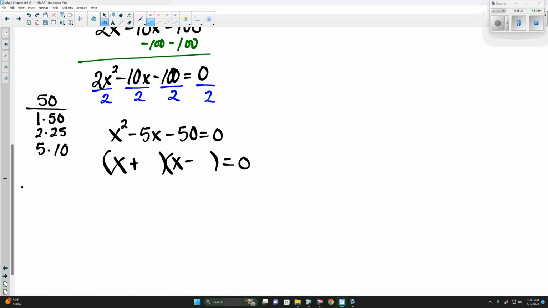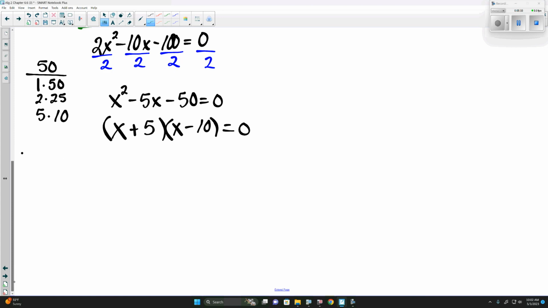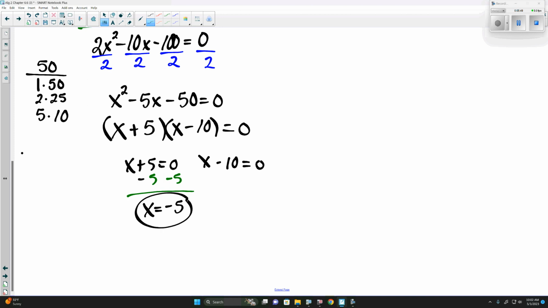So we have these here. Which one do we want to try first? Most likely 5 and 10. The 5 would be positive and the 10 would be negative. Now, since we have two things multiplied together to equal 0, one of them must be 0. So for this one here, we would subtract 5 from both sides, telling us x is equal to negative 5. For the other one, we would add 10 to both sides, telling us x is equal to 10.